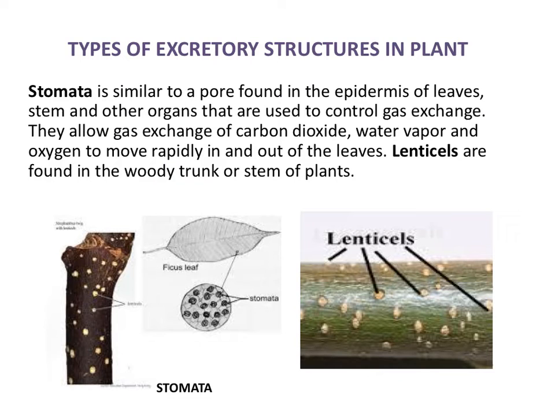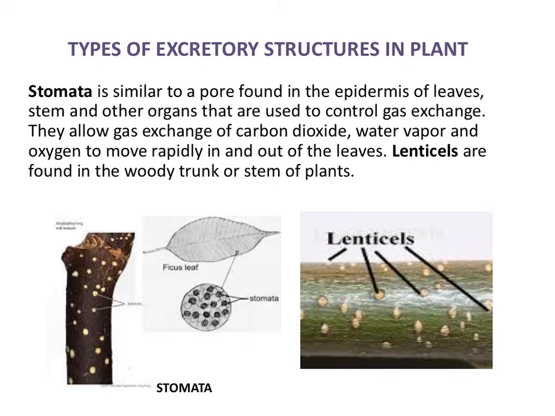Types of excretory structures in plants. Starting with stomata. It is a pore found in the epidermis of leaves, stem and other organs that is used to control gas exchange, that's carbon dioxide and oxygen. They allow carbon dioxide, water vapor, and oxygen to move rapidly in and out of the leaves.